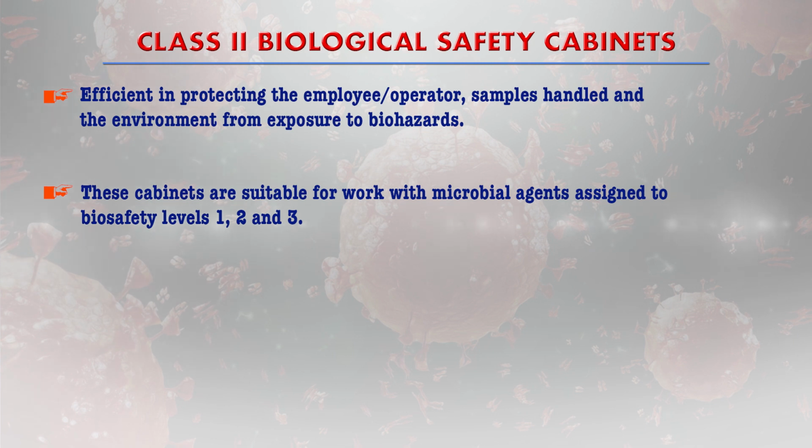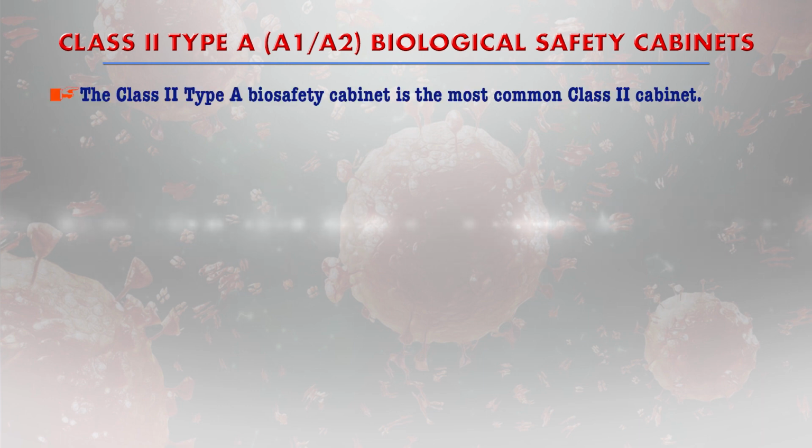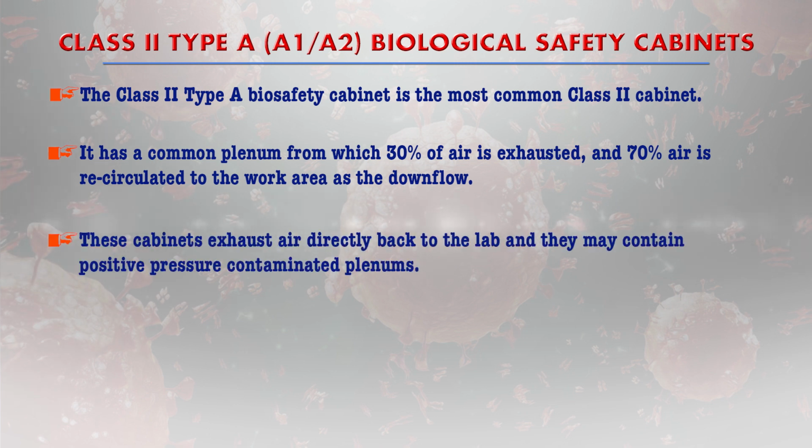These cabinets are also suitable for work with the microbial agents which are assigned to biosafety levels 1, 2 and 3. Class 2 type A, and in this we have the type A1 and type A2 biosafety cabinets. The class 2 type A biosafety cabinet is the most common class 2 cabinet. Now this one has a common plenum from which 30% of the air is exhausted and 70% of the air is recirculated to the work area as the downflow. We will see in the following figure how this is demonstrated.